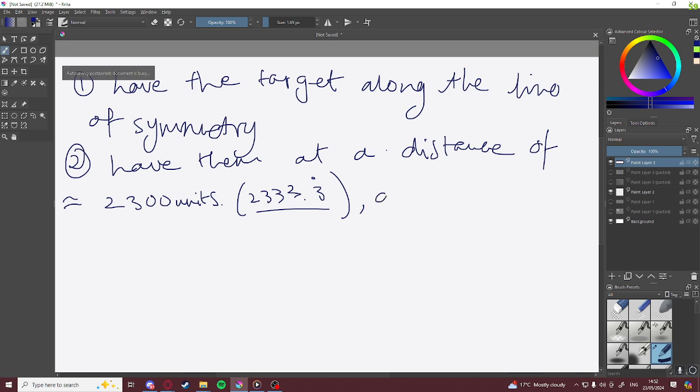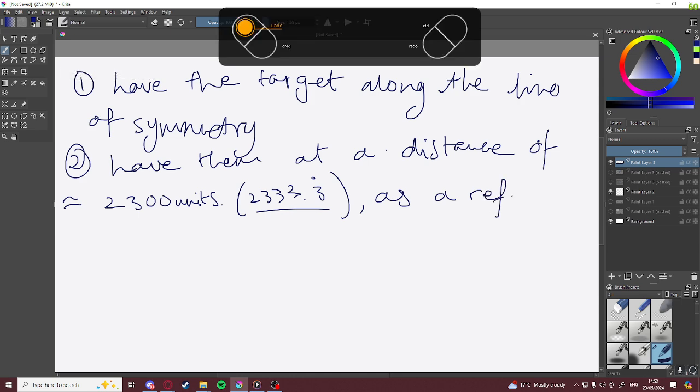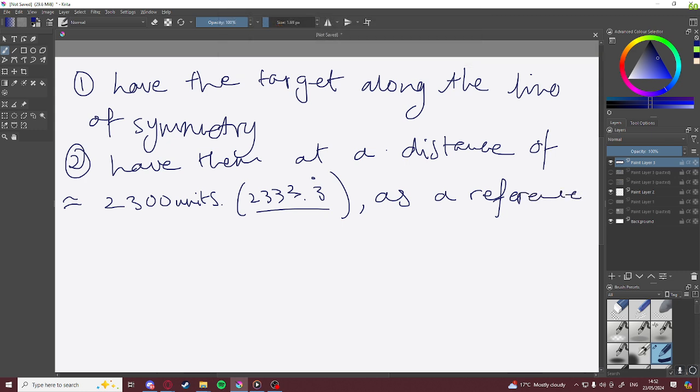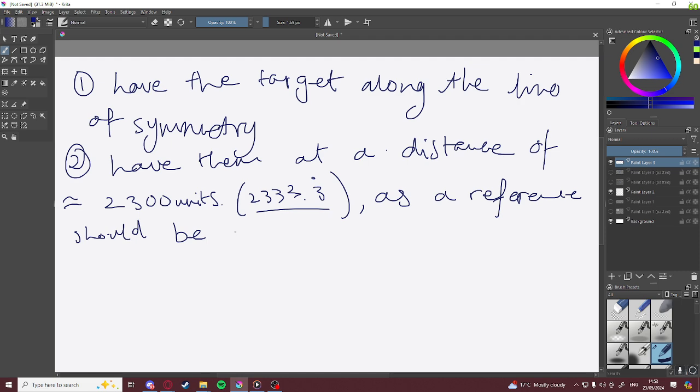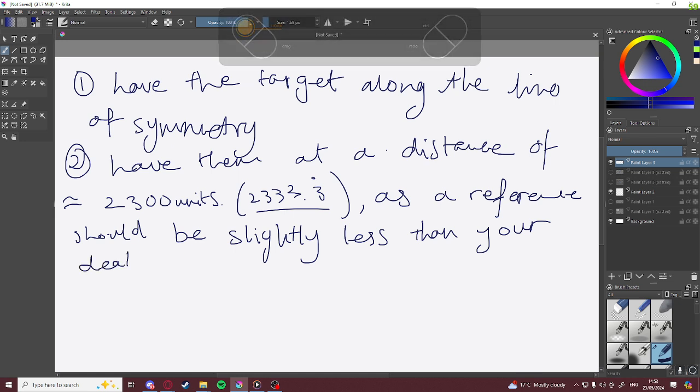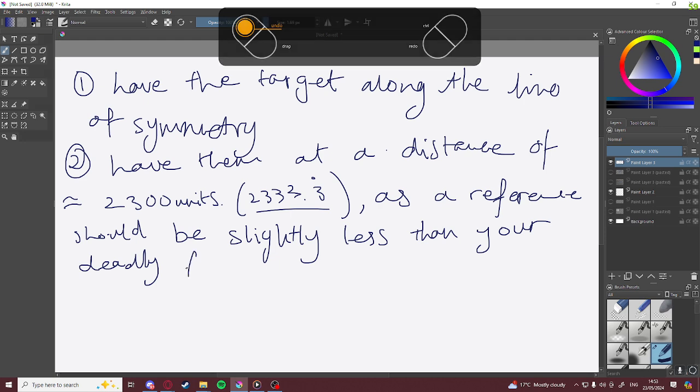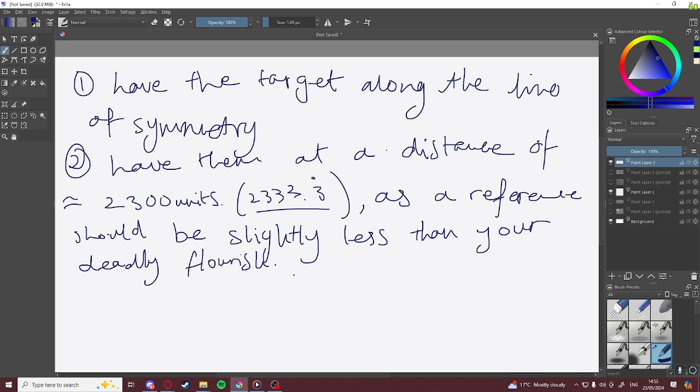And as a reference, this should be slightly less than your W, Deadly Flourish. That's what it's called. Deadly Flourish. Okay.